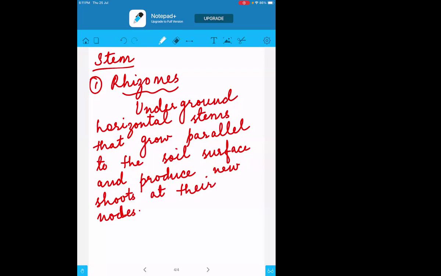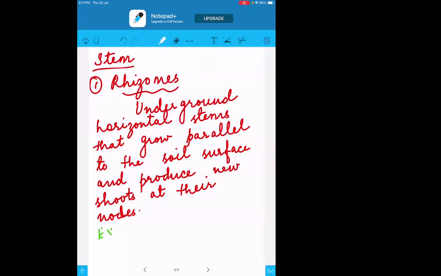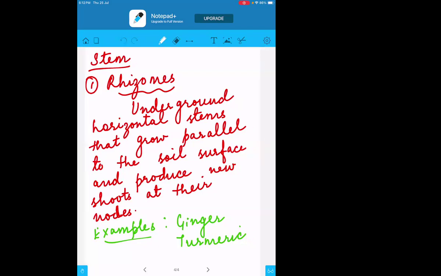Now tell me. Ginger. Yeah, very good. So examples: ginger, turmeric, haldi, like we say it as haldi, right? Ginger and turmeric are a good example of it, where the stem will be growing horizontally parallel to the soil and they will be producing the new shoot at their nodes.